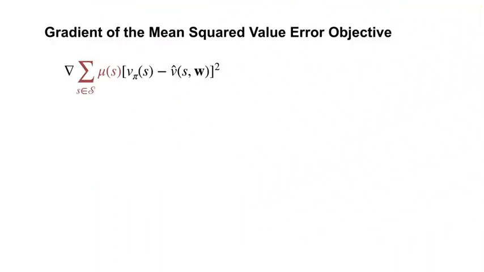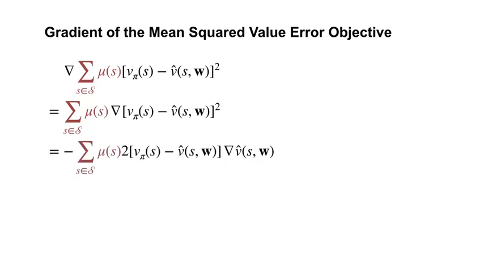We just saw how to use gradient descent to minimize objectives. To use this approach, the first step is to find the gradient of your objective. So let's start by computing the gradient of the mean squared value error with respect to the weights of our approximation. Remember, this objective is a weighted sum of the squared error over all states. Following the rules of calculus, we can pull the gradient inside the sum. We then take the gradient of each term inside the sum, which requires the chain rule.